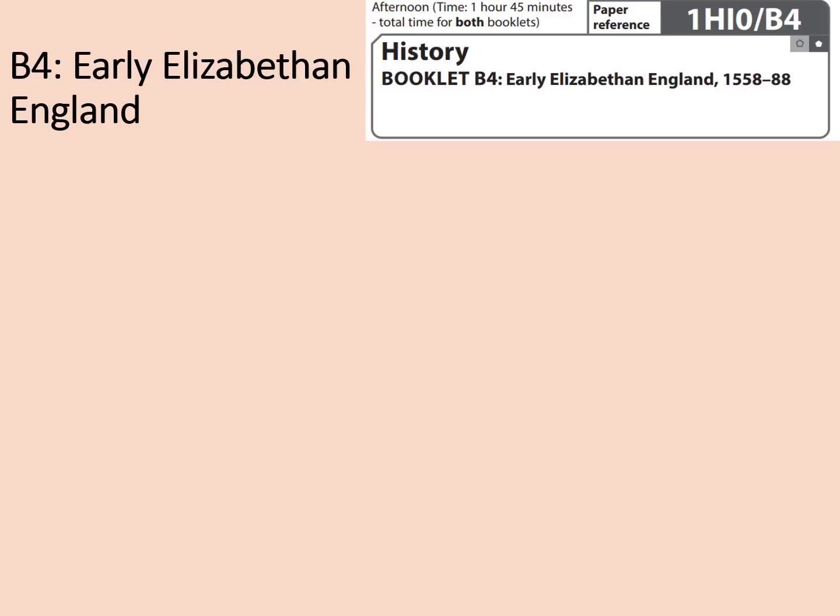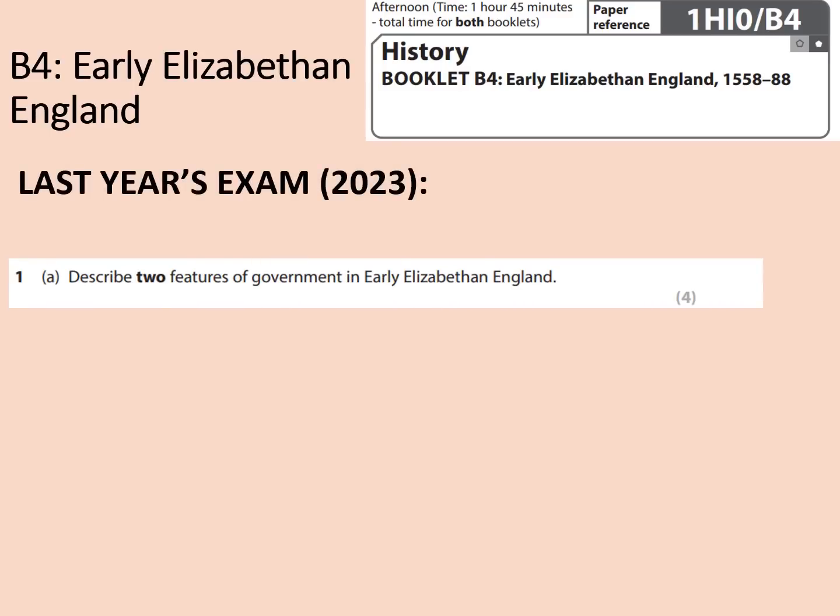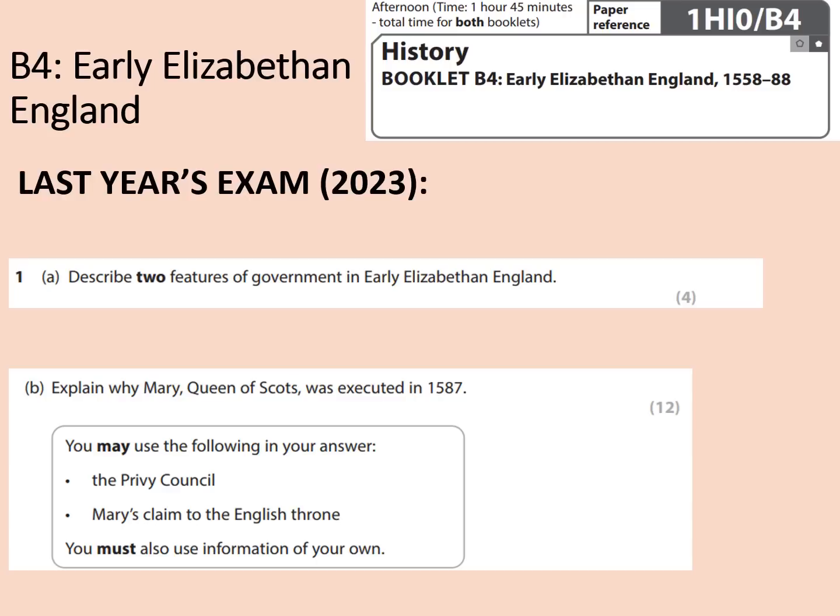Early Elizabethan England. Last year's exam in 2023 had these questions. Describe two features of government in early Elizabethan England. That's for 4 marks, but quite a broad question, so quite a nice one to give. The 12-mark question was explain why Mary, Queen of Scots, was executed in 1587, with the stimulus points the Privy Council and Mary's claim to the English throne.